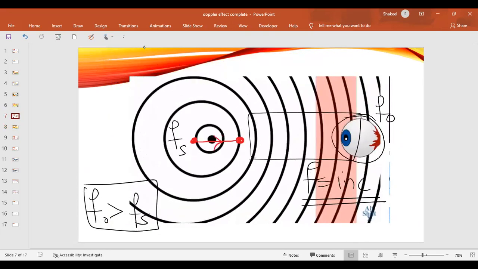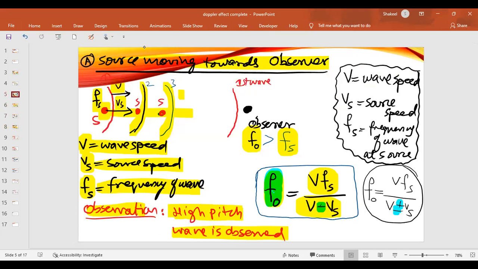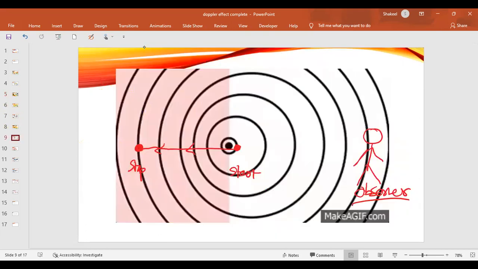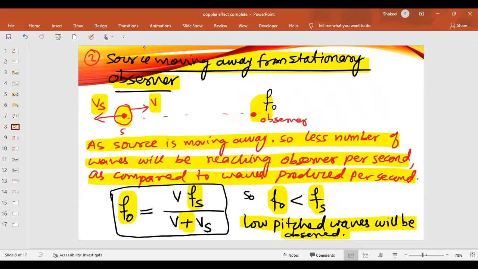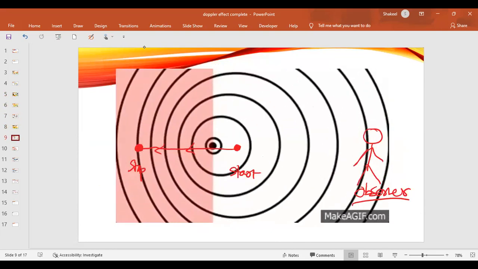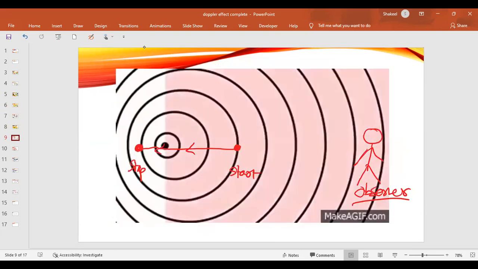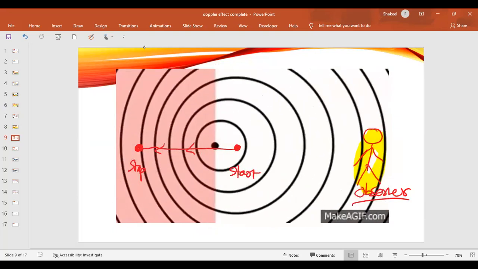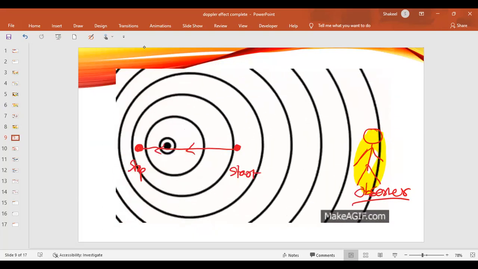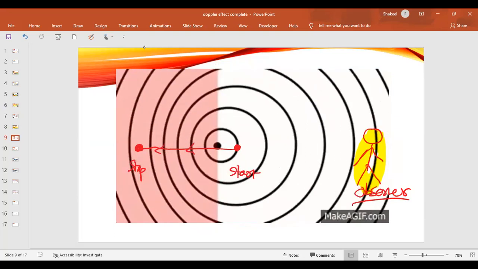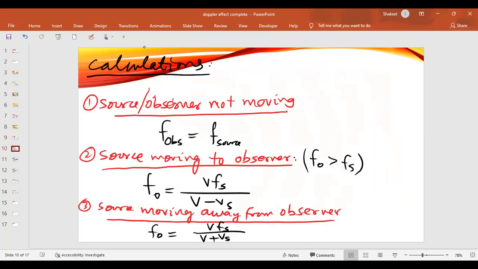So you have to memorize these two equations. If the source is moving towards the observer, you have to use this formula, and a negative sign will be there. And if the source is moving away, you have to use the positive sign with the same formula. You can look over here: if the source is moving away from the observer, fewer waves are reaching the observer. So it means the observer is observing a low pitch sound wave.